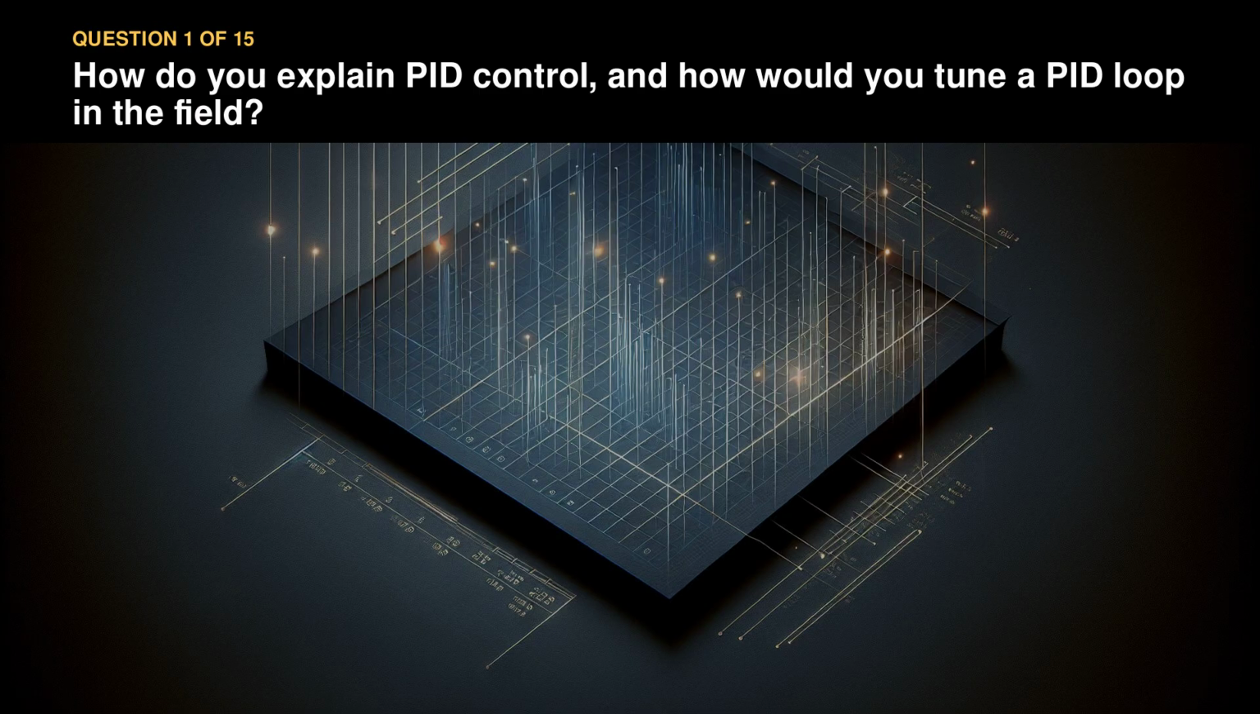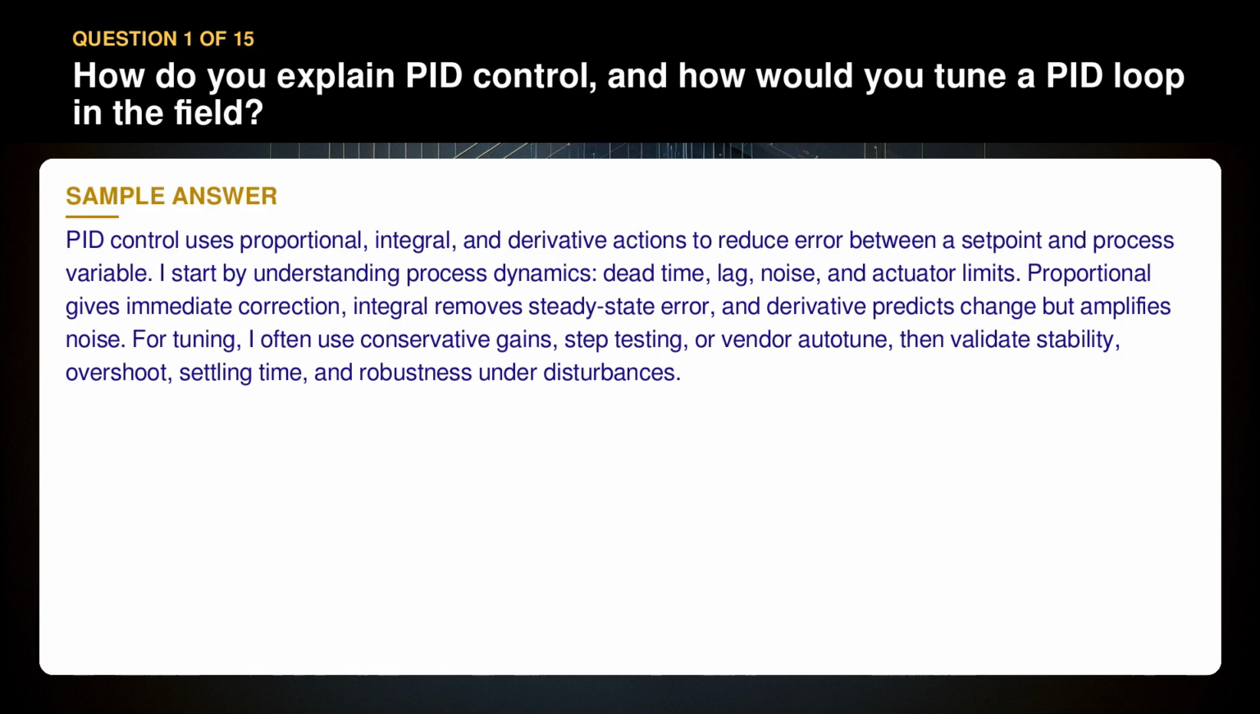Question 1. How do you explain PID control, and how would you tune a PID loop in the field? PID control uses proportional, integral, and derivative actions to reduce error between a set point and process variable. I start by understanding process dynamics: dead time, lag, noise, and actuator limits. Proportional gives immediate correction, integral removes steady-state error, and derivative predicts change but amplifies noise.